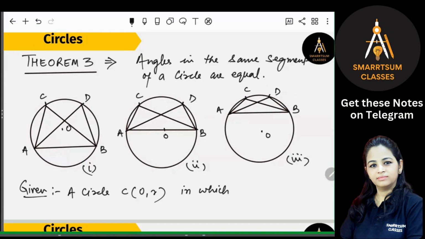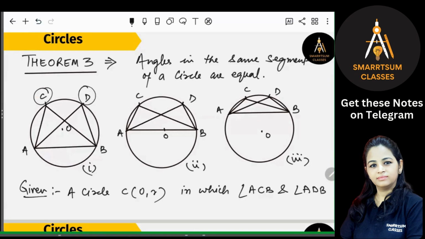Now in this given circle C(O, R), we have angle ACB and angle ADB. You can see there are two angles which are subtended by this chord AB in the same segment. This chord is actually dividing the circle into two segments. One part is this and the other part is this, and we are talking about the two angles within the same segment. Is that clear? That's the reason we have taken these 2 points in the same segment. Are you getting my point?